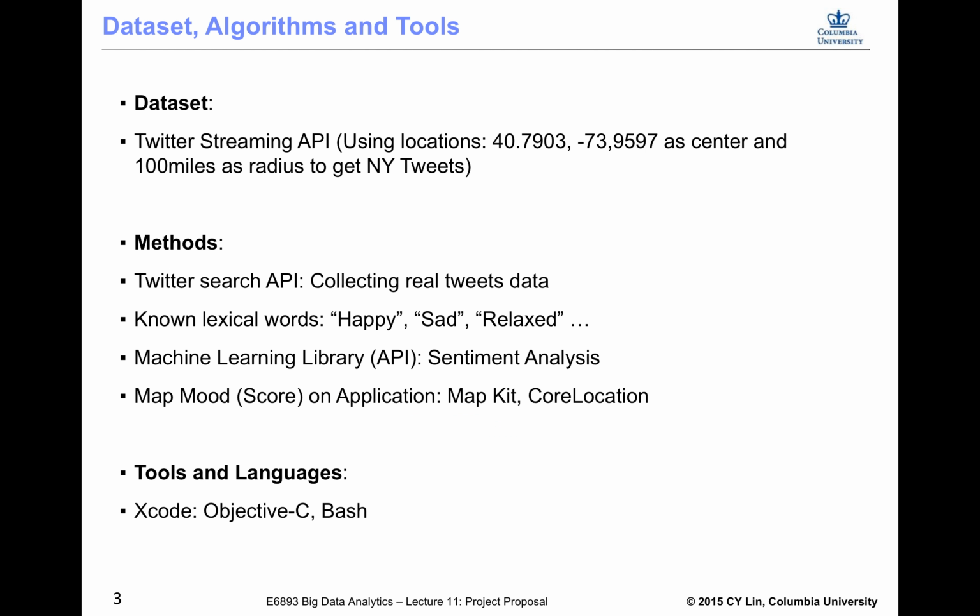The dataset I'm using in this project is the Twitter Streaming API. Just as an example, I use the location of Manhattan at the center and 100 miles as the radius to get New York State tweets.